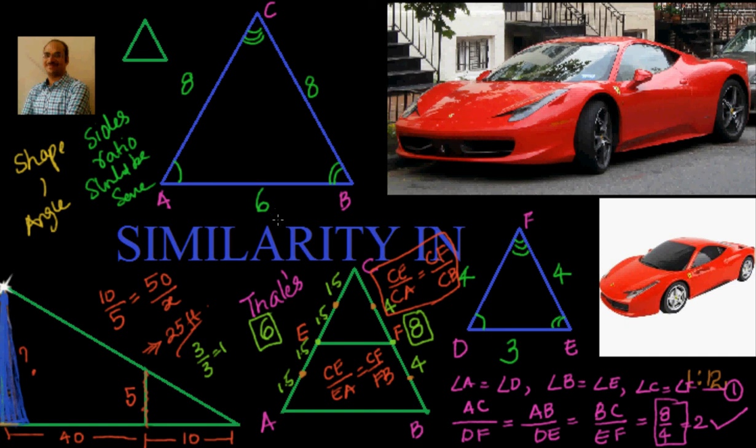So that's about it for now. See you in the next video where we will go ahead with the similarity. And remember, all congruent triangles are similar, but similar triangles are not congruent, but they can be made congruent by scaling up or scaling down.